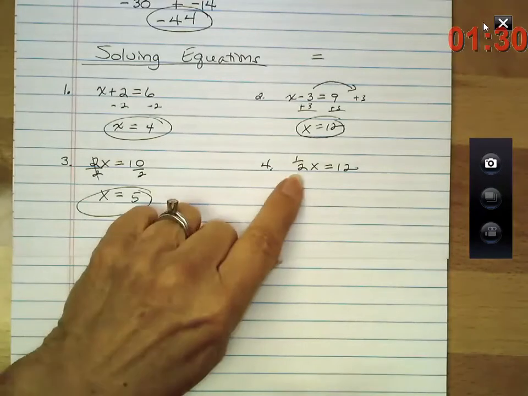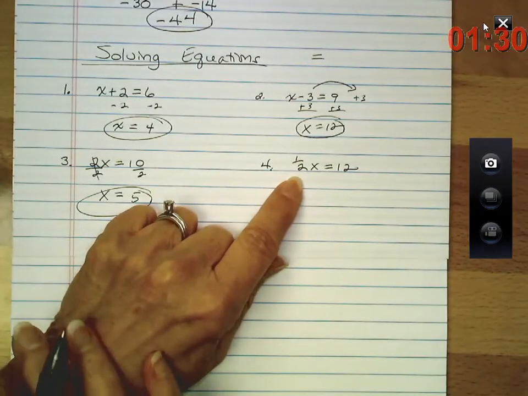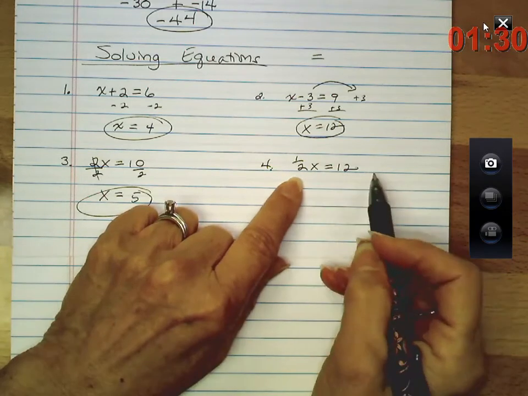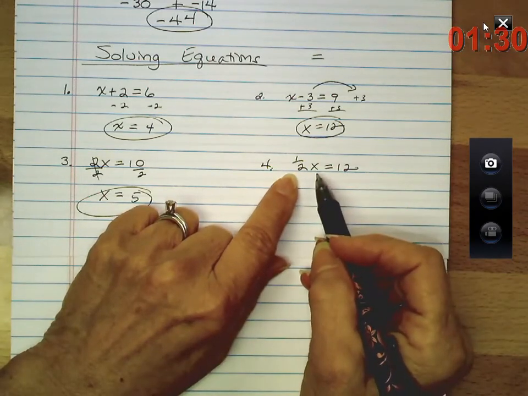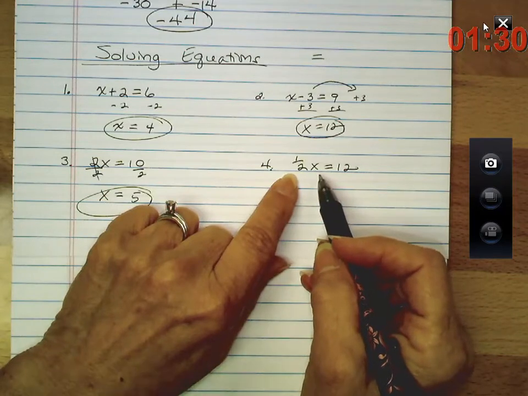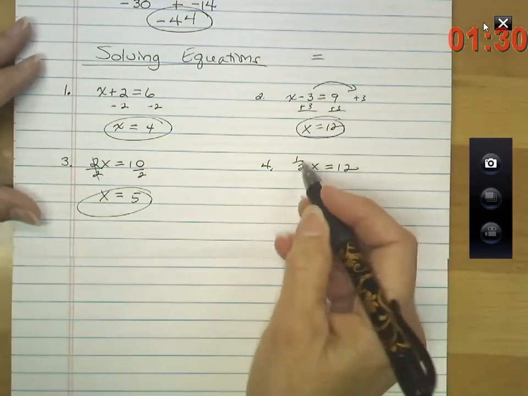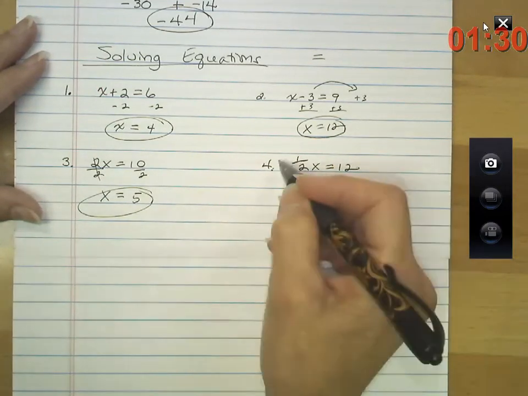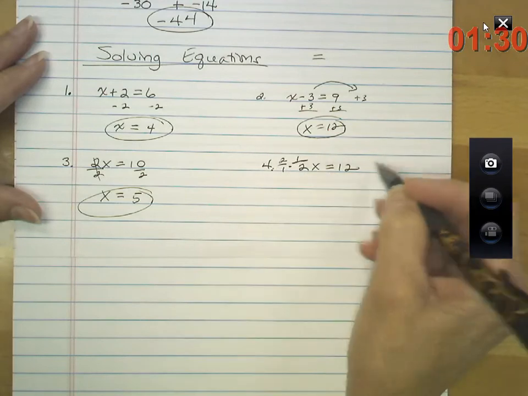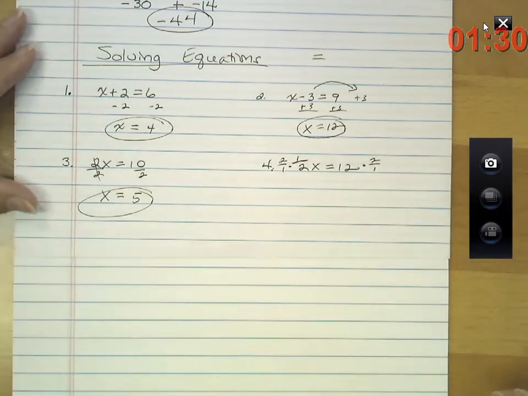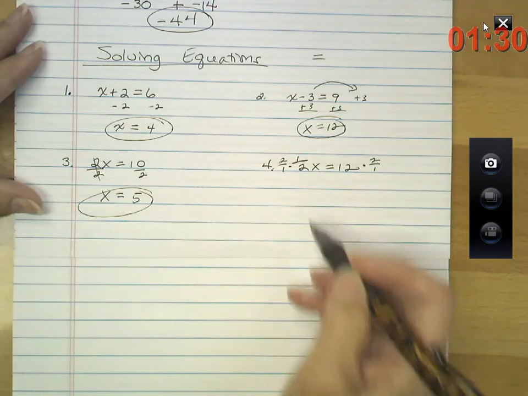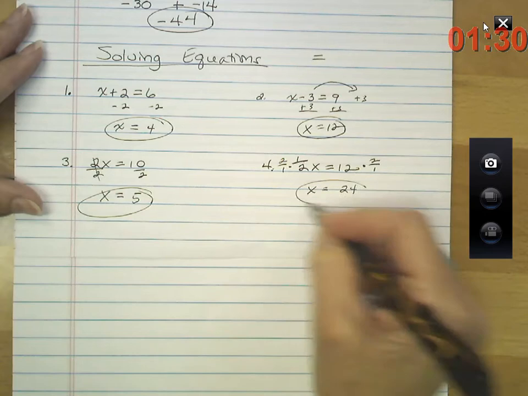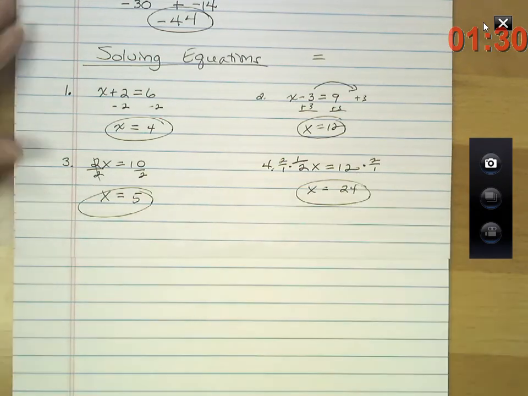Now, this problem will cause more people to miss it than any other kind. Half of something gives you 12. What's x going to be? 24. Okay. But what you do when you have one like this with a fraction, to remove that fraction, we're going to use the reciprocal, or turn it upside down and multiply both sides. All that will cancel out and you'll have an x, and 2 times 12 is 24. Check it, half of 24 does give you a 12.